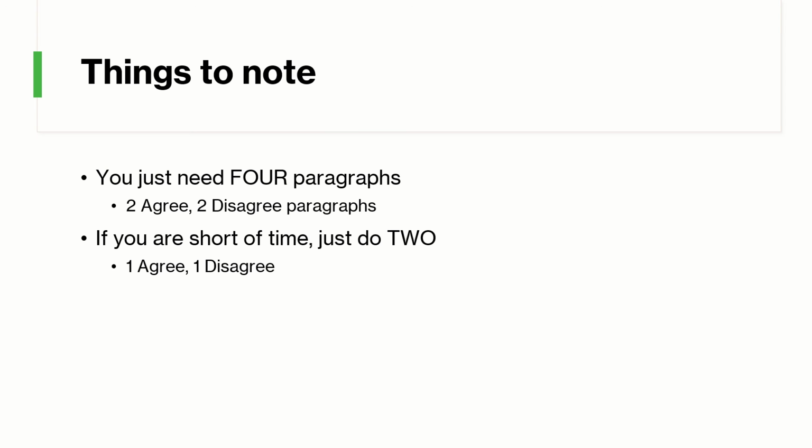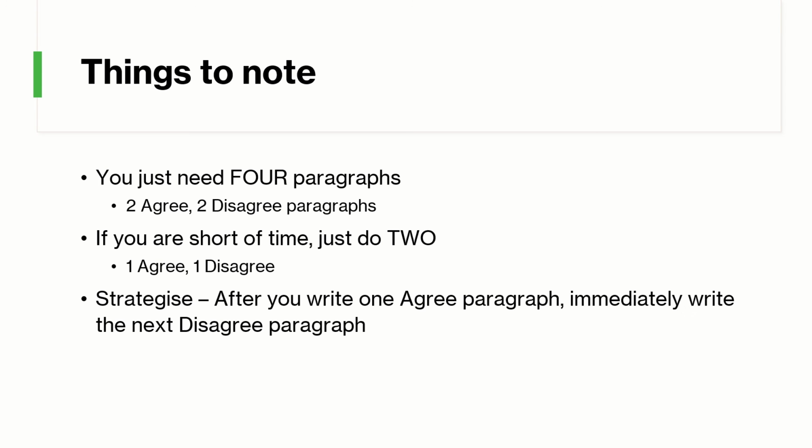Or if worst case scenario, you're really rushing for time, then just do two, one agree or one disagree, because at least you'll get level 3. Six marks possible, yeah. So that one is really for when you have no time. But we don't advise that. Please try to spread your time out as much as possible. And we always ask students to strategize.